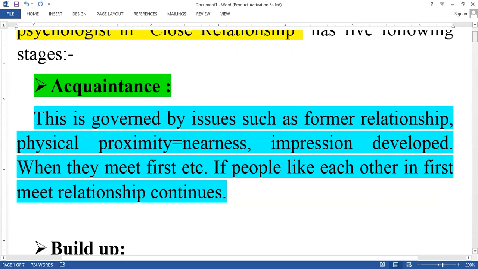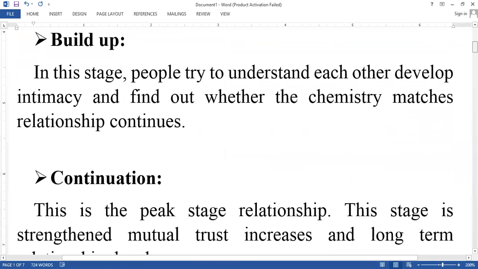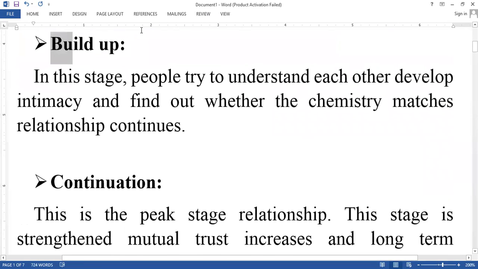And the second one here, after this, the second one is build up.